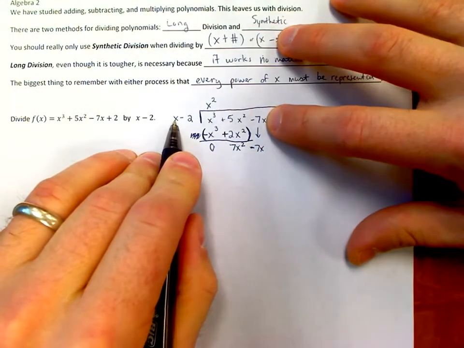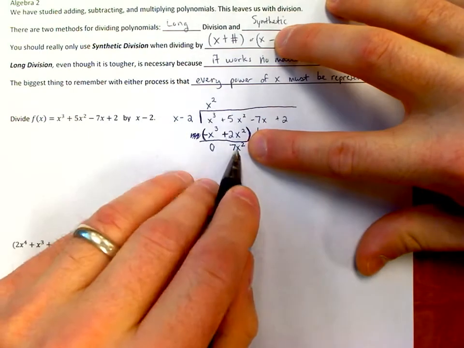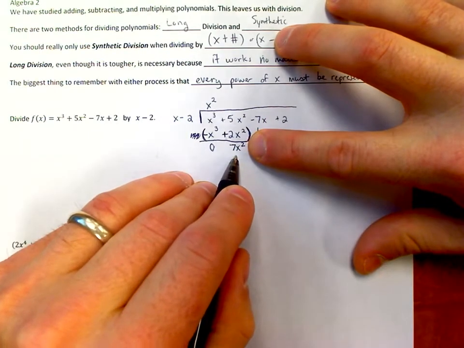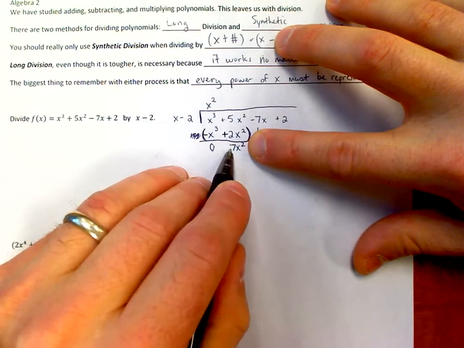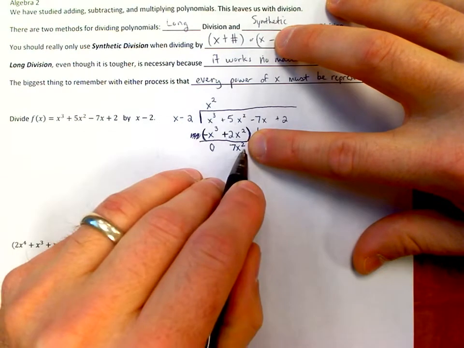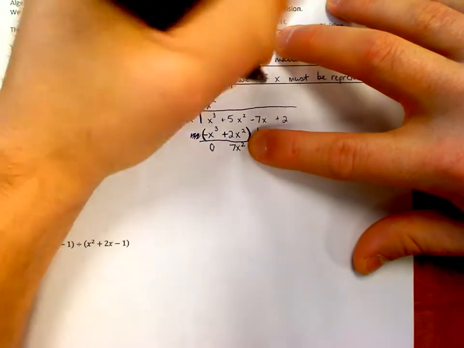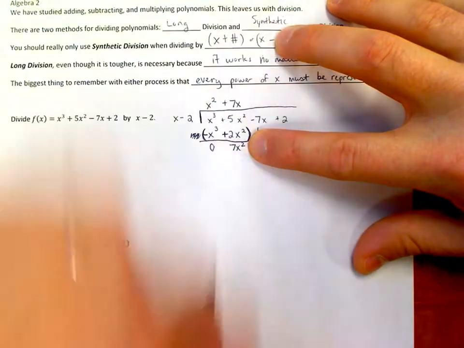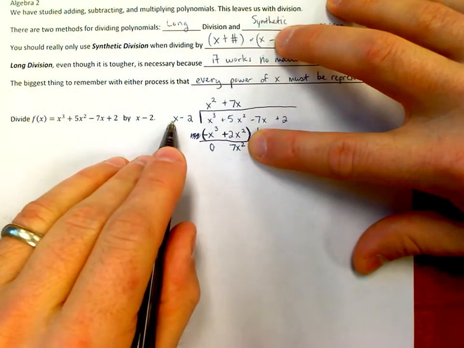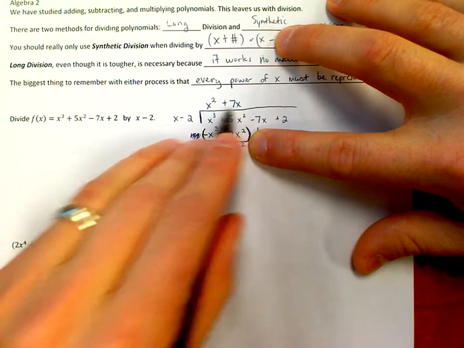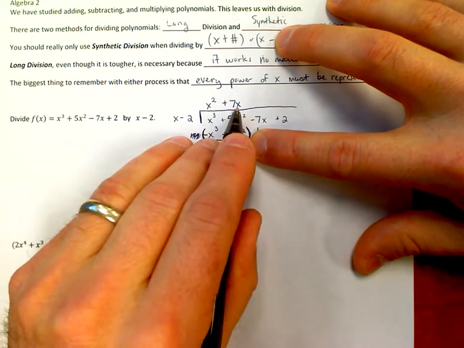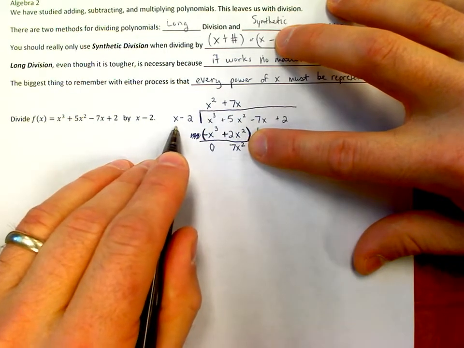Up here, I'm looking at just the x. Does x go into 7x squared? It does. Now see, I need a 7, and I also need an additional power of x. So I'm going to write plus 7x right here. The reason I do that is because now I'm going to go through and multiply out, same as I did last time. 7x times x minus 2, distributive property problem.